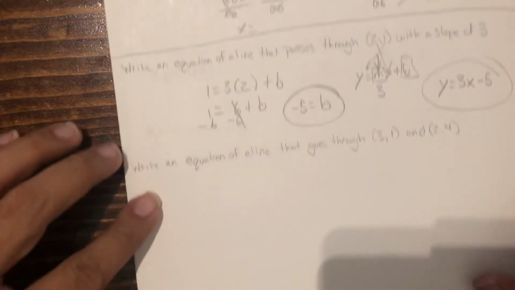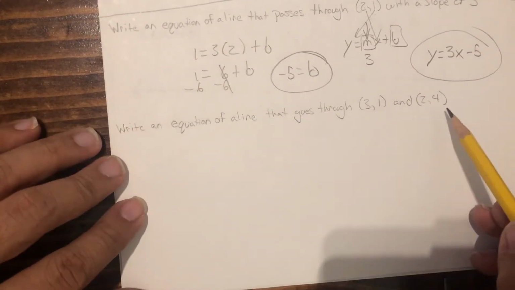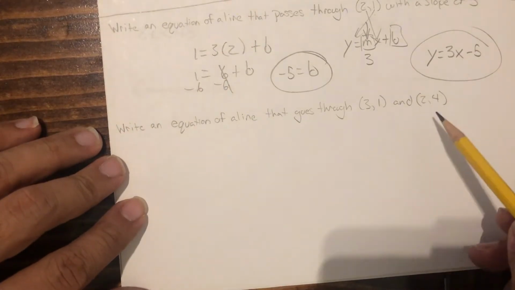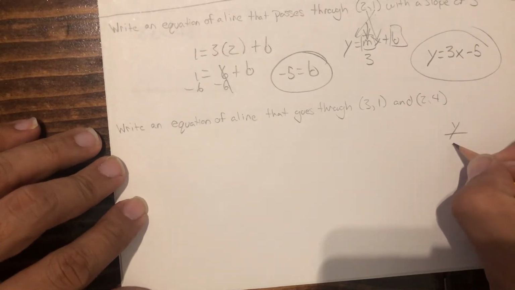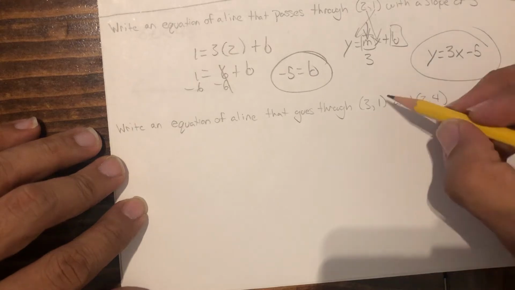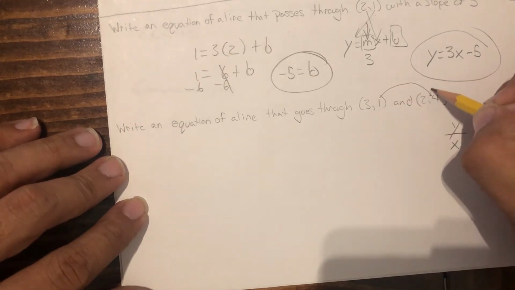So this one down here, they gave me 2 points, and they said, find the answer. So first you have to do the slope. So remember, it's change in y over change in x. So how did a 1 turn into a 4, because those are y's.